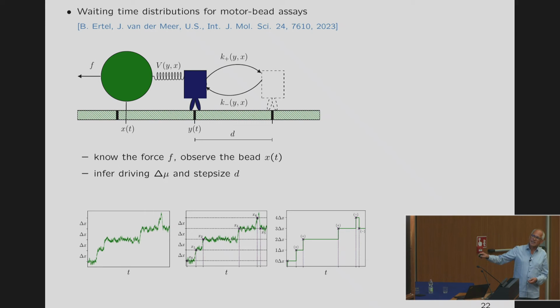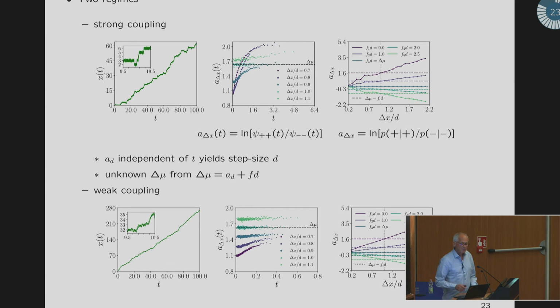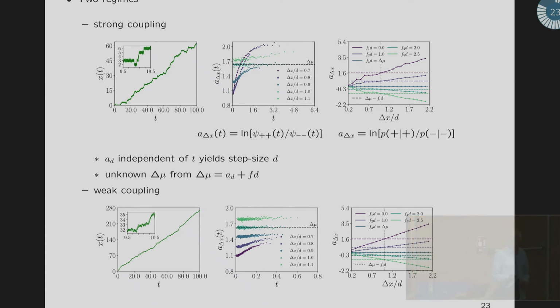You have to guess a step size, which I call delta x, and you have to record the times when you reach this delta x. And you can reach a delta x upwards or downwards. The upwards is a plus transition, the downwards is a minus transition. So again, you record this statistics between subsequent pluses and subsequent minus. And what can you do with that?